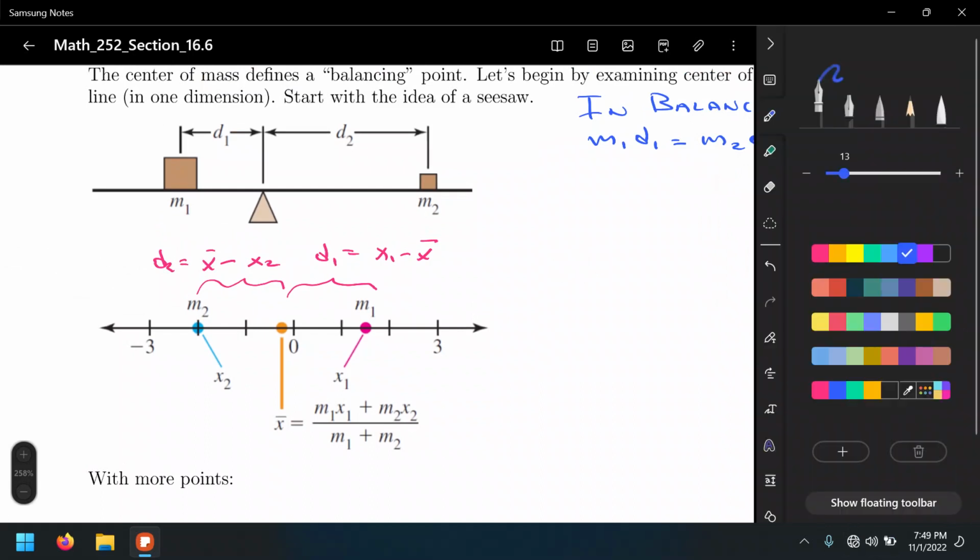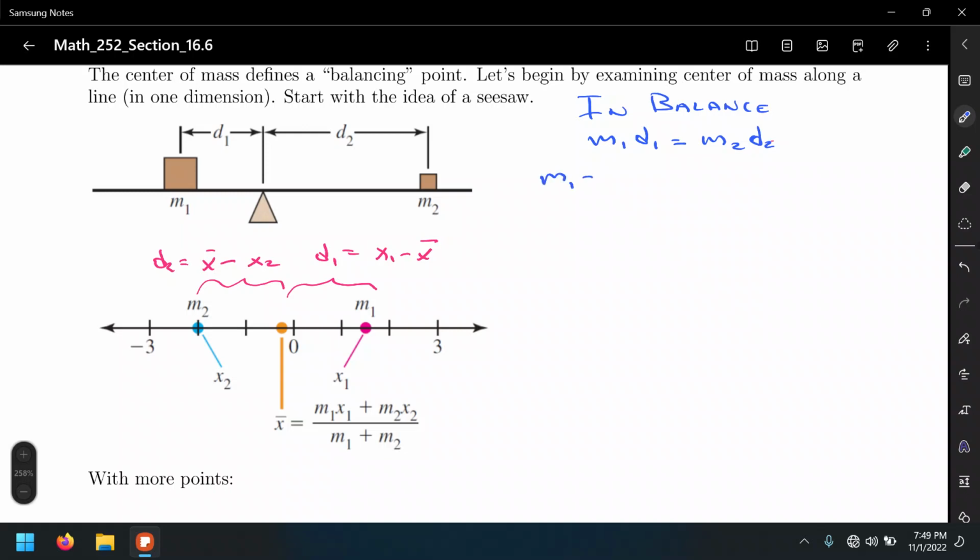So m1 times d1, which is x1 minus x bar, equals mass 2 times the distance 2, which is x bar minus x2, which is the position where they are. Well, so in this case, the idea is to solve this equation for x bar, to find the value of x at which we have to have these two masses so they are in balance. So that one side is not heavier than the other one.